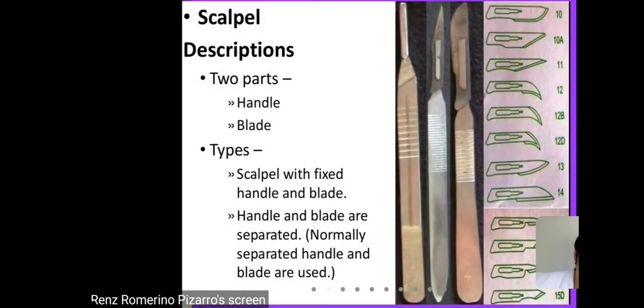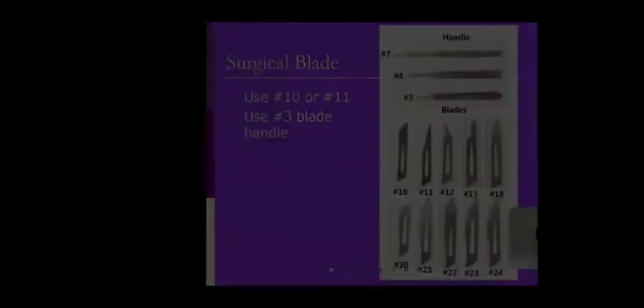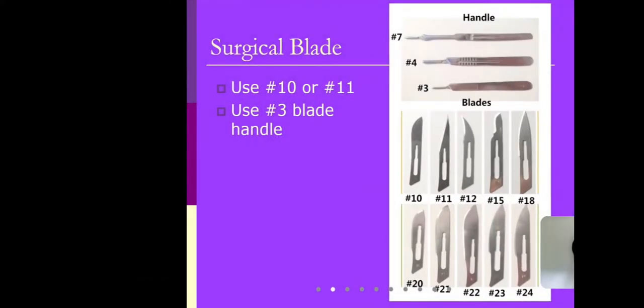Scalpel description: the scalpel has two parts, handle and blade. Type: scalpel with fixed handle and blade, or handle and blade separated. Normally, separated handle and blade are used. Surgical blade: use number 10 or number 11. Use number 3 blade handle.